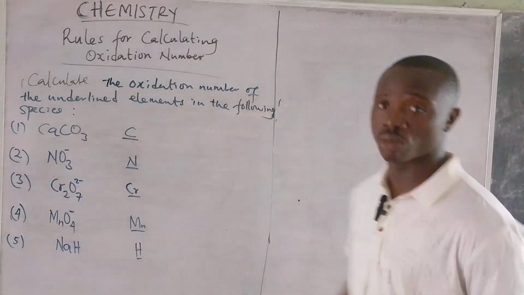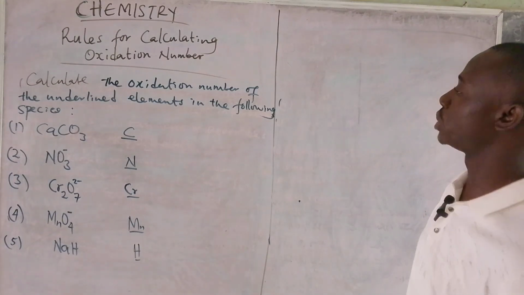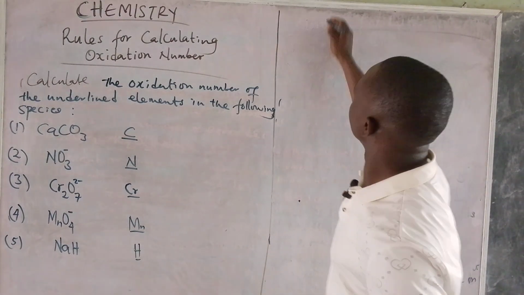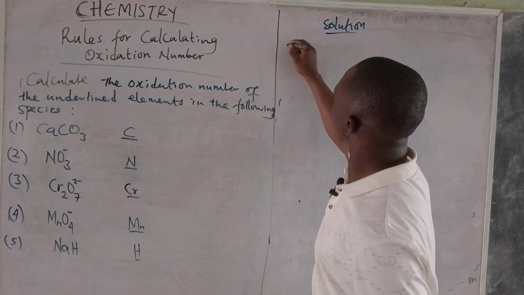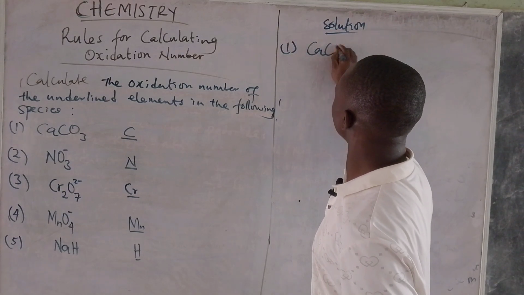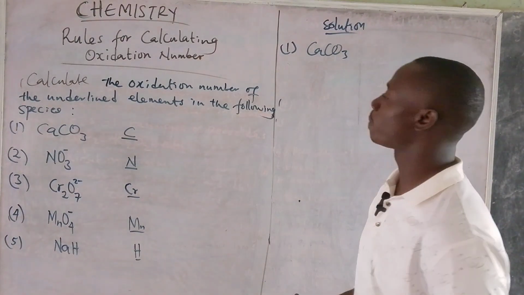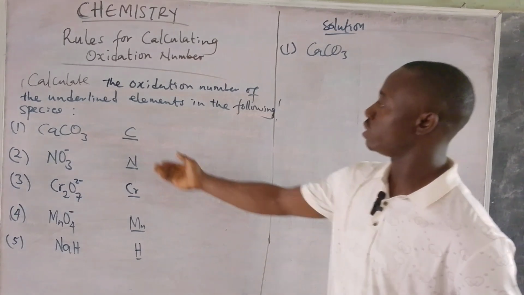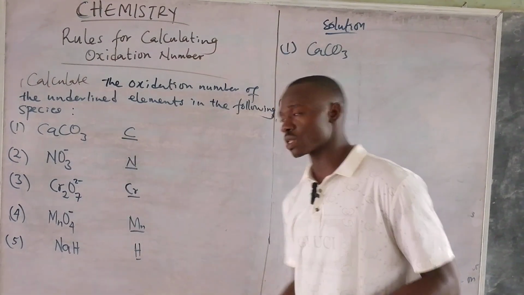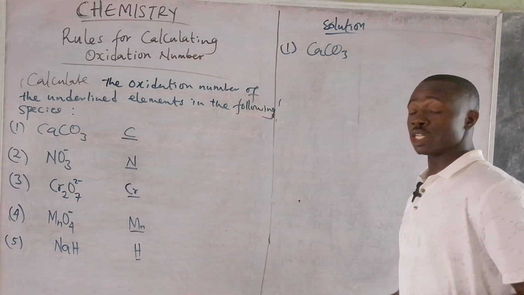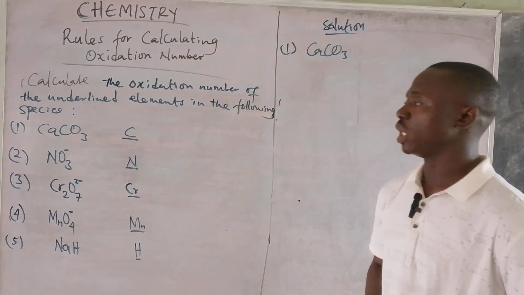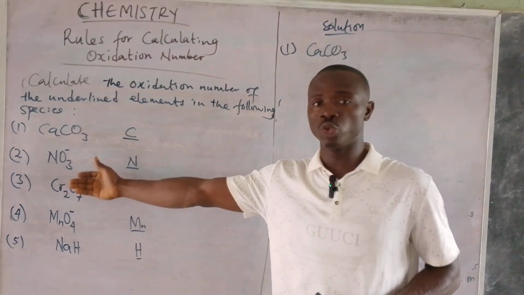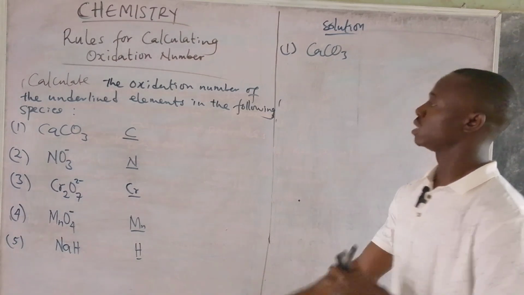So we have some examples on the board. Now, the solution. Number 1, we have calcium trioxocarbonate(IV). And we are asked to find the oxidation state of carbon. Now, there is a rule I did not give to us, and the rule has to do with metals.